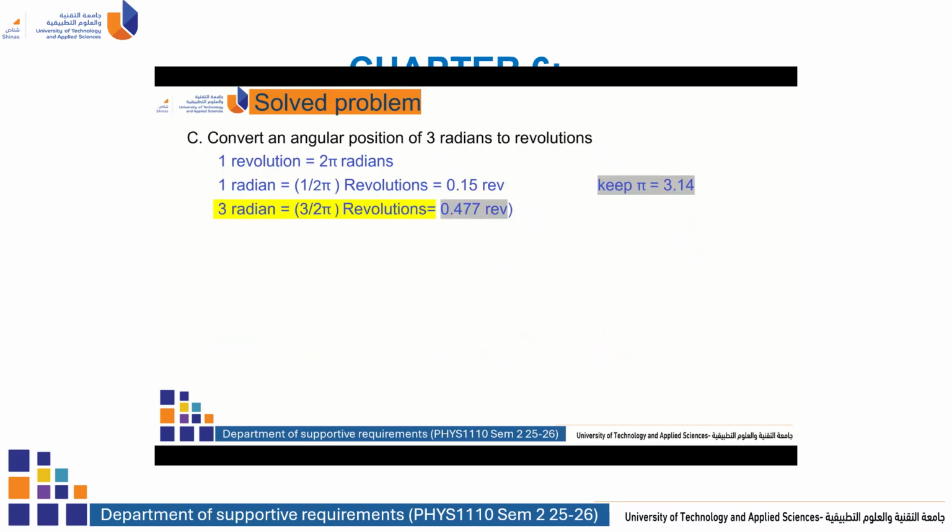Now they are saying convert the angular position of 3 radians, to revolutions. So we have to change radians to revolutions. The angular position given here is 3 radians. Now we have to change it to revolutions.